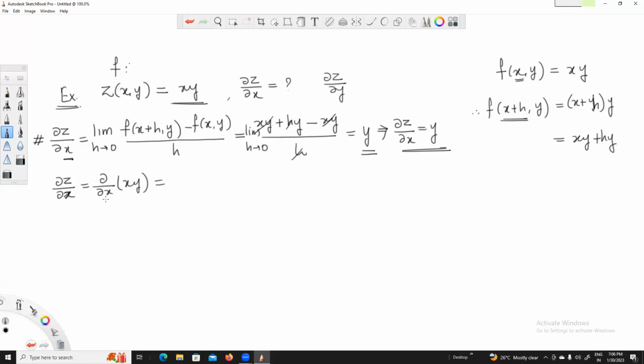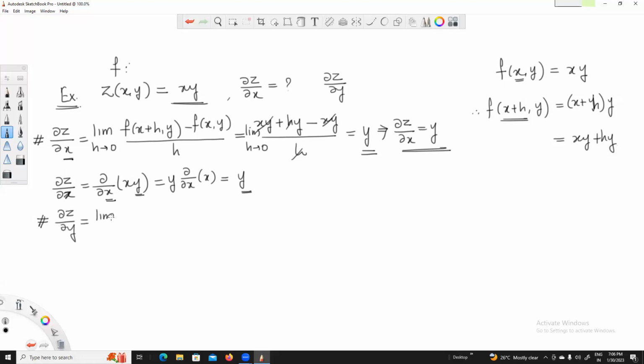And while differentiating with respect to x, you consider y to be constant. So you can take this y out, and now you can find the derivative of x with respect to x, which is obviously 1. And you find the answer to be equal to y, which is the same as using first principle. So similarly, now I'm going to find del z by del y.